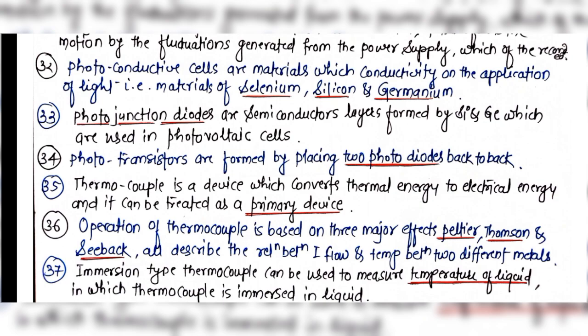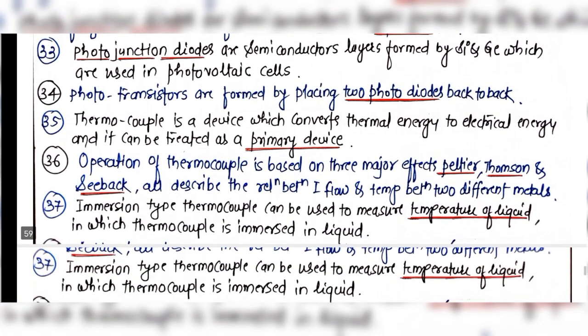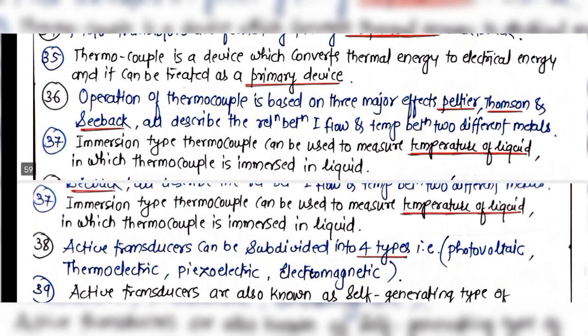A thermocouple is a device which converts thermal energy to electrical energy and it can be treated as a primary device. Operation of a thermocouple is based on three major effects: Peltier effect, Thomson effect and Seebeck effect. All describe the relation between current flow and temperature between two different metals. An immersion type thermocouple can be used to measure the temperature of a liquid in which the thermocouple is immersed.